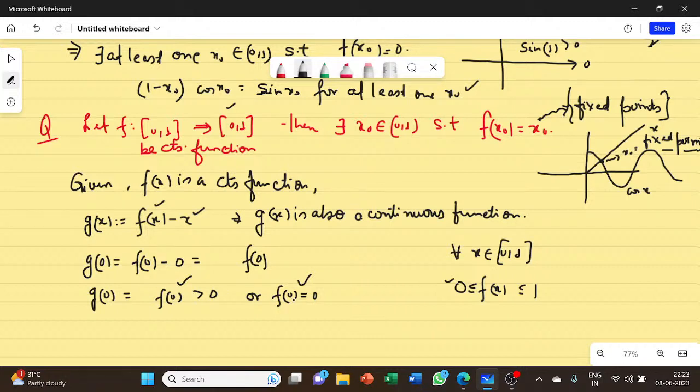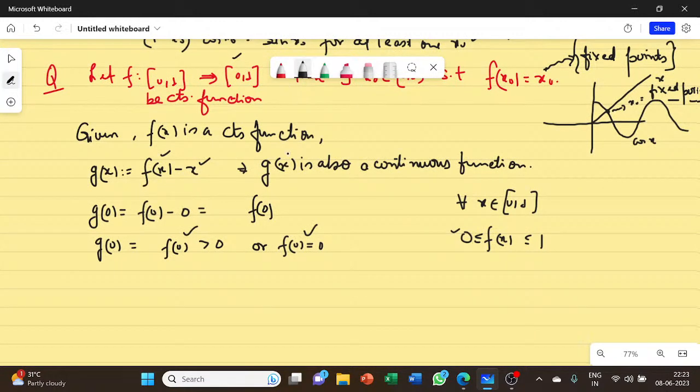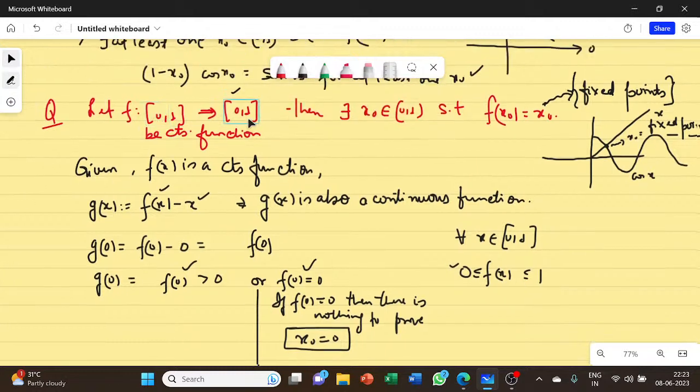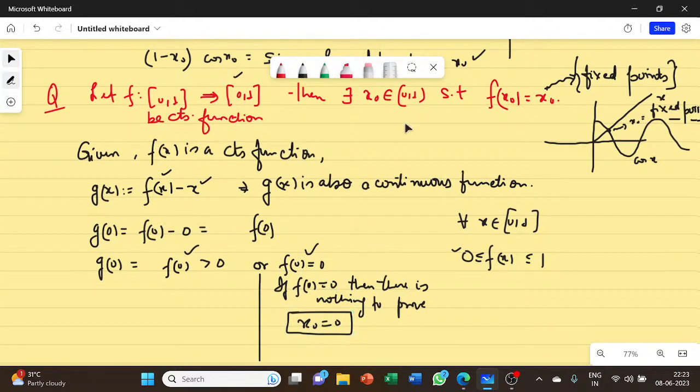Now I'm writing it here itself. For this case, if f of 0 is equal to 0, then there is nothing to prove. Why is there nothing to prove? Because if f of 0 happens to be 0 only, then you've got your x naught, isn't it? Then your x naught would be 0. This is what was asked: if there is a continuous function defined from [0,1] to [0,1], does there exist some x naught such that f of x naught equals x naught? So your answer is yes, there does exist x naught equal to 0.